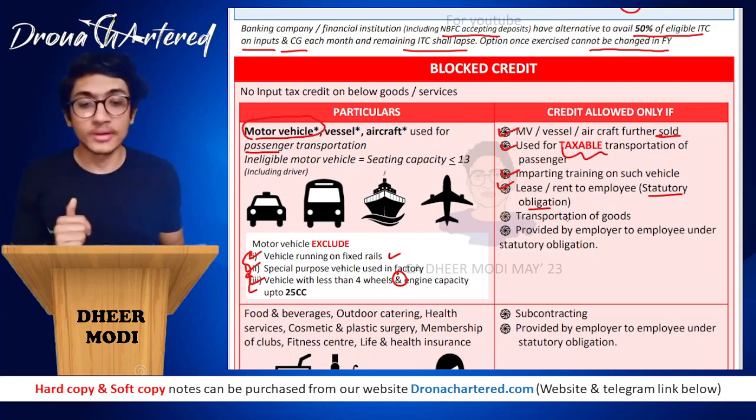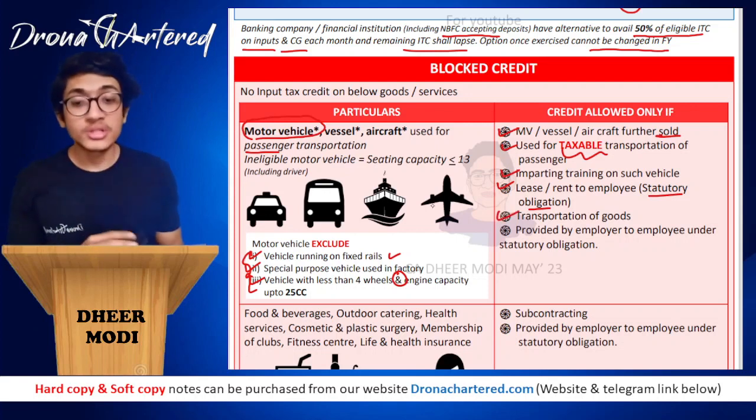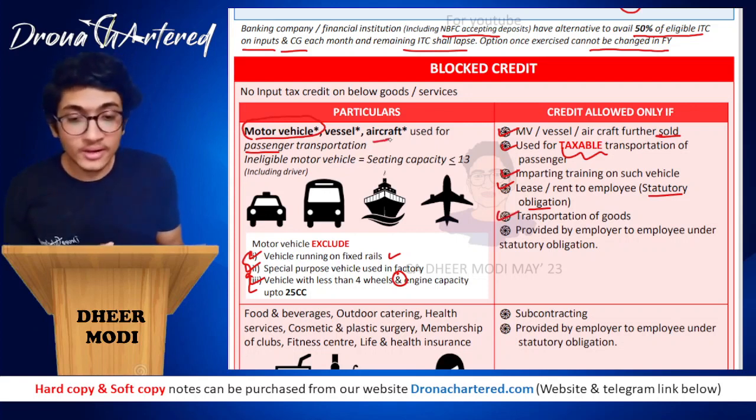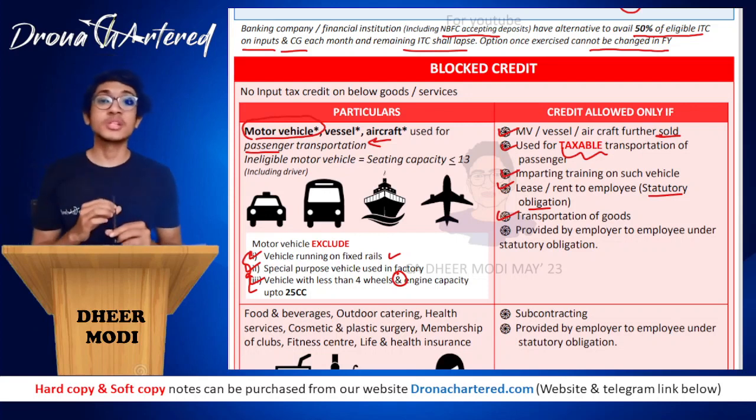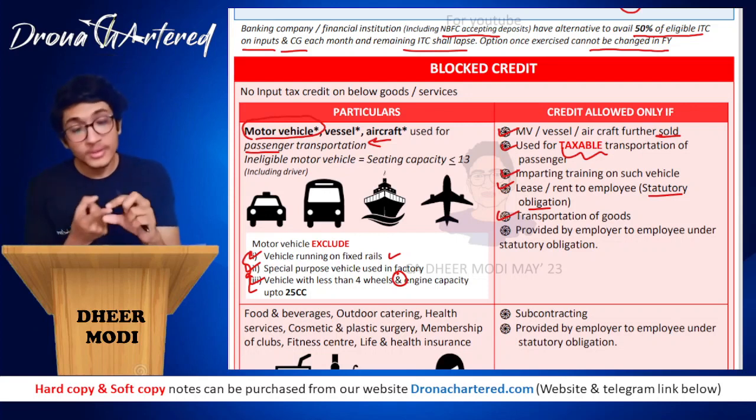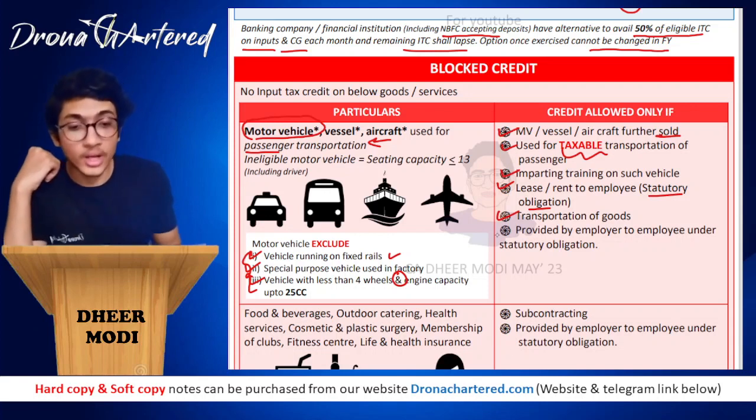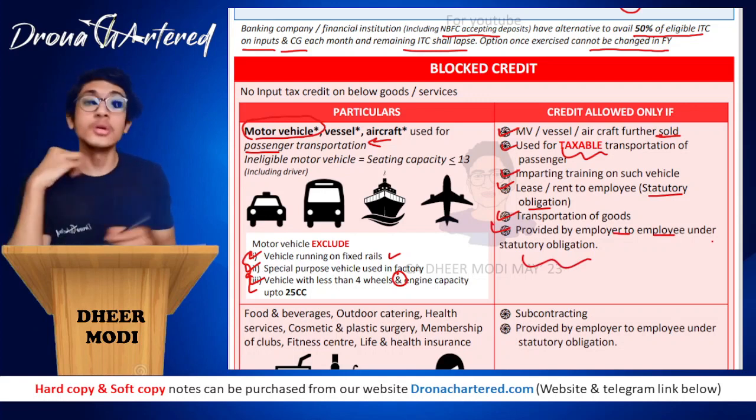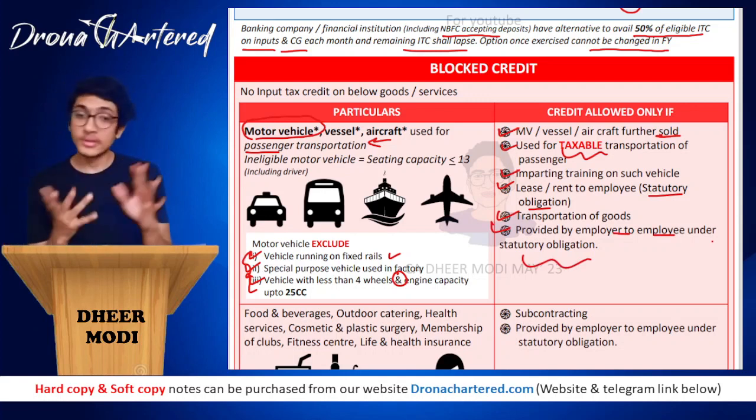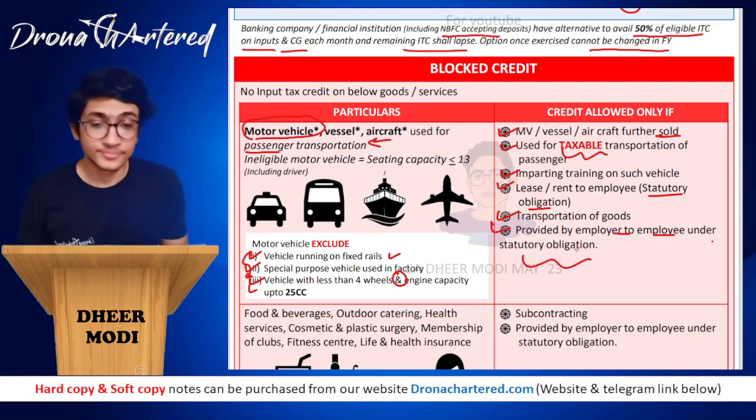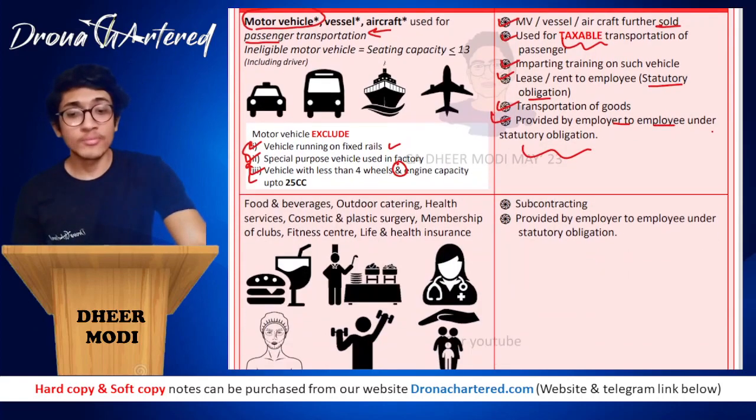That is if the law says it. Next is your transportation of goods. I remember I told you that for passenger transportation it is not allowed. So what you have to remember is taxable passenger transportation is allowed, and in case of goods it is also allowed. Next is provided by employer to employee under any statutory obligation. If the statute says, if the law says, then it is okay. Clear? So this part is clear, I hope, for plot credit.